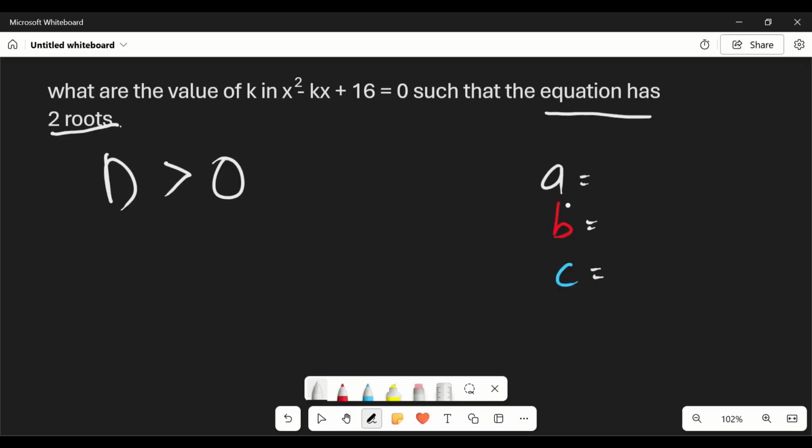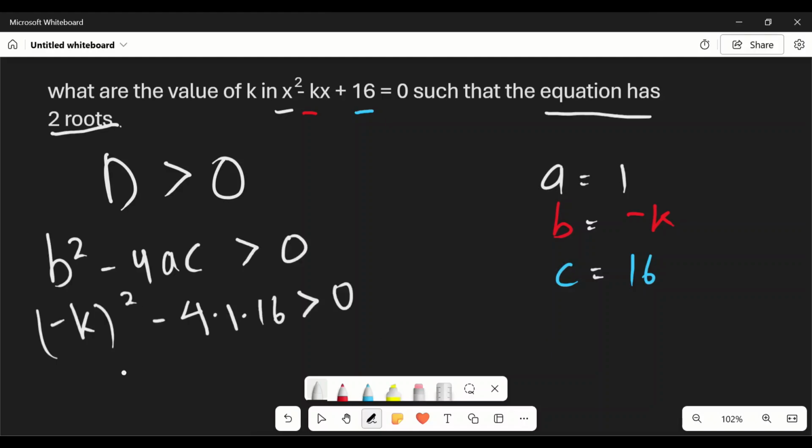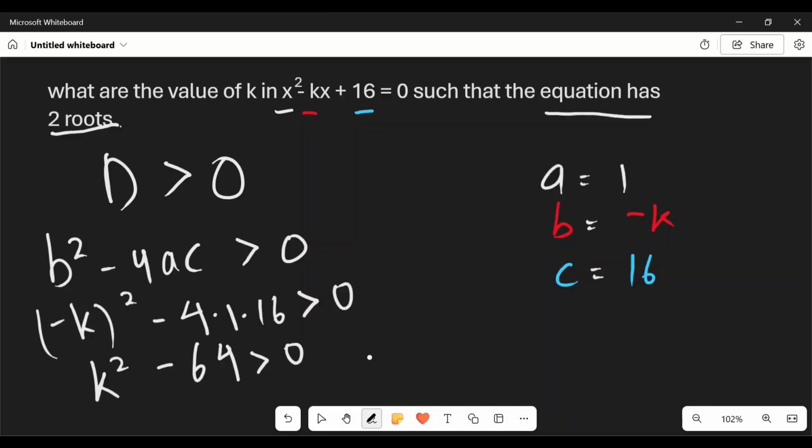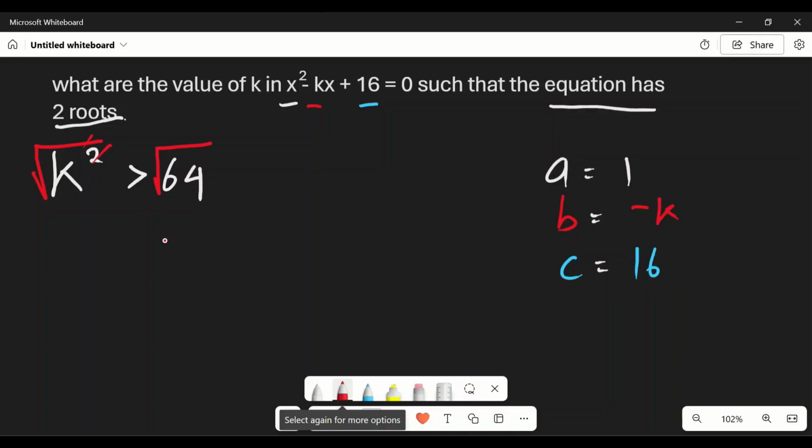The value of a is 1. The value of b is minus k. The value of c is 16. Then we can substitute into the formula. We can compute this. Then we add 64 to both sides. Then we can take the square root. This cancels out, and this is plus or minus. Then we get the value of k.